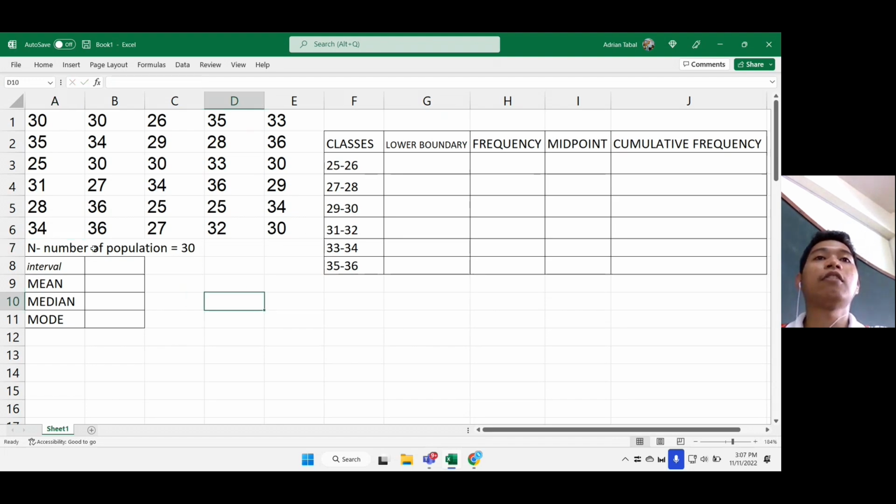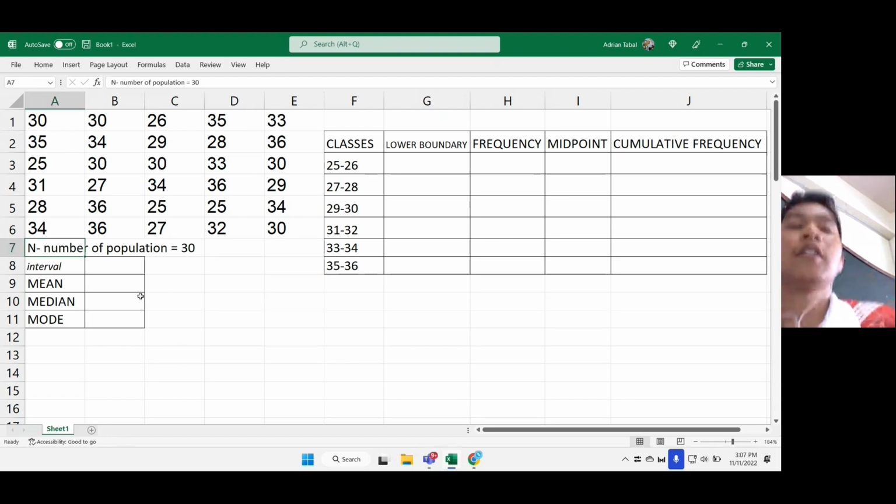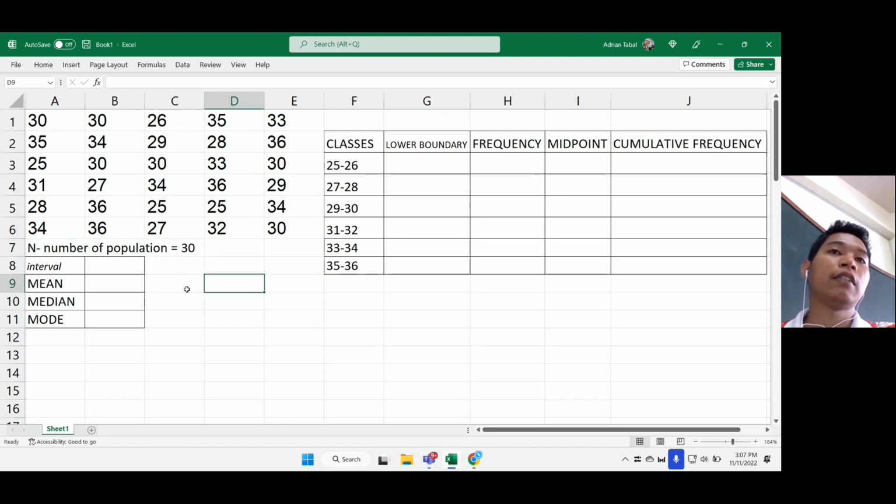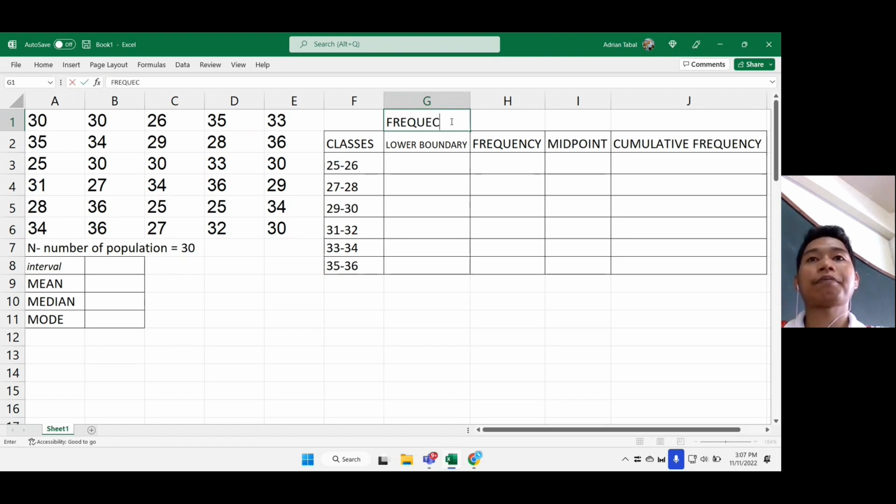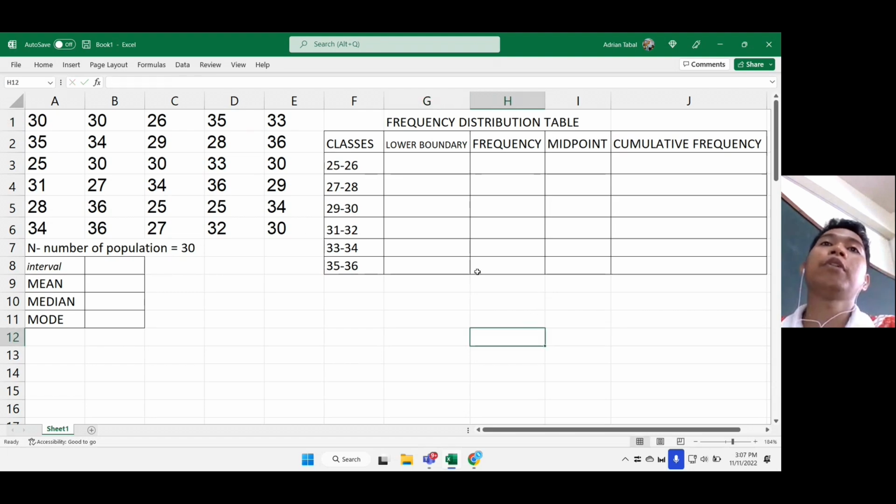So remember this number N. This is one of the most important terms in solving the group data of measures of central tendency, mean, median, and mode. We have the number of population, which is N, and that is 30. And I also have here a given frequency distribution table. This is given already with the interval.